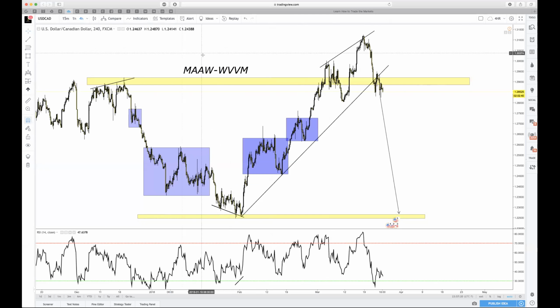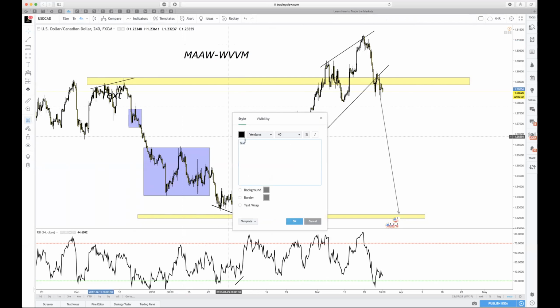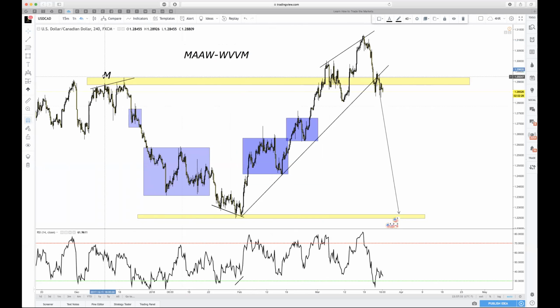So what I mean by that is a pattern. This is a pattern that a lot of people understand, but at the same time they don't. Let me identify the patterns so you can see what I'm talking about. So this is an M right about here. You can see that M with the divergence. An M always has to have a divergence.